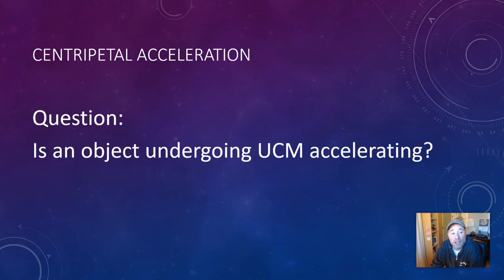So is an object that's undergoing uniform circular motion accelerating? Well, let's think about what accelerating means. Accelerating means you're changing your velocity. You're changing how your motion is. And since velocity involves a magnitude and a direction, you are actually constantly changing direction.